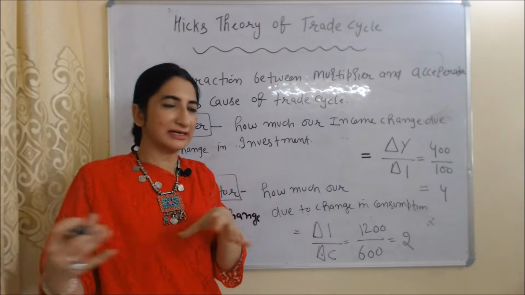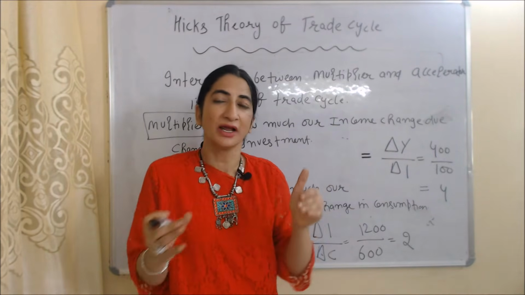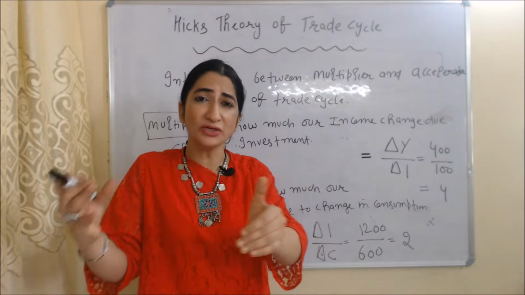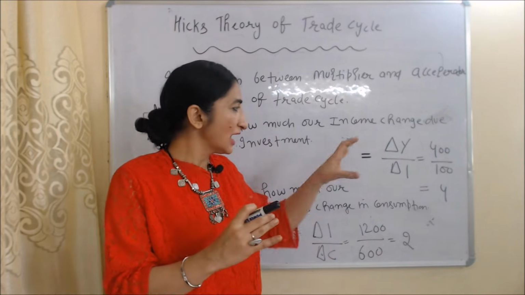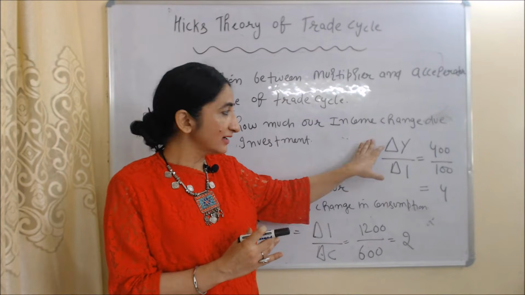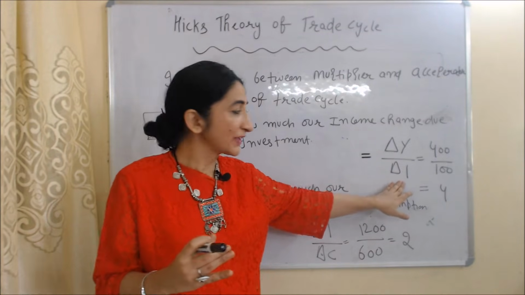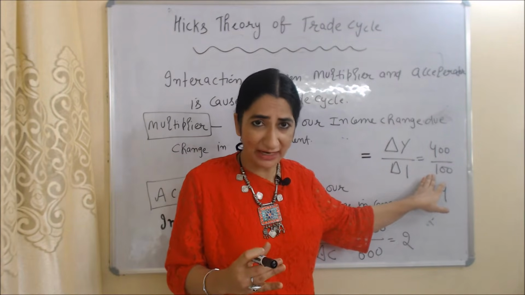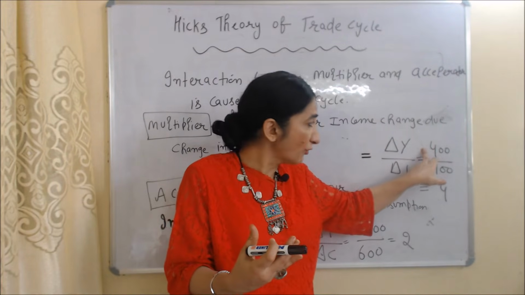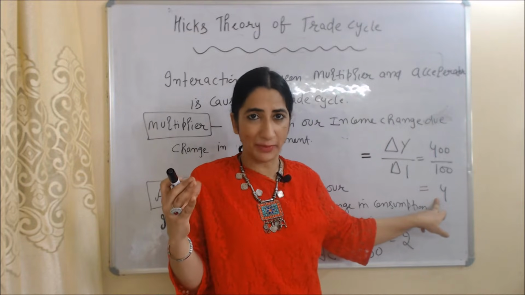Multiplier basically tells us how much our income changes due to change in investment, and the formula of multiplier is delta Y over delta I. Here delta Y is change in income and delta I is change in investment. Suppose change in investment is 100. Due to this change in investment, our income changes by 400. 400 over 100 is equal to 4. This 4 is the value of multiplier.